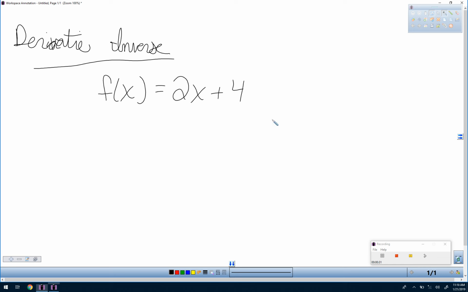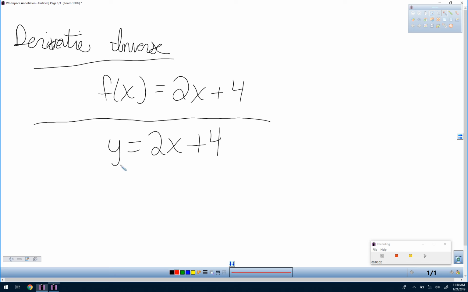So let's take a pre-calc look. How do you find the inverse of a function? Well, let's say that you have the function y is equal to 2x plus 4. The basic definition of inverse is you simply exchange or change the x and the y. So the inverse of y equals 2x plus 4 would simply be x equals 2y plus 4. And those would be inverse functions of each other.